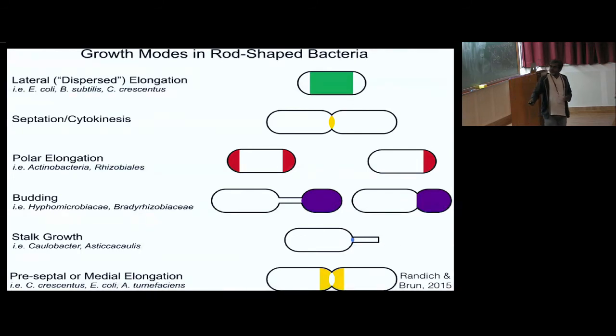And just before division, bacteria like E. coli, although they have made the cell wall here and they are going to septate, also extend a bit just before septation. So there are different kinds of growth forms. Even to maintain the rod shape, there are different kinds of growth patterns that you can achieve in a simple bacterial cell.